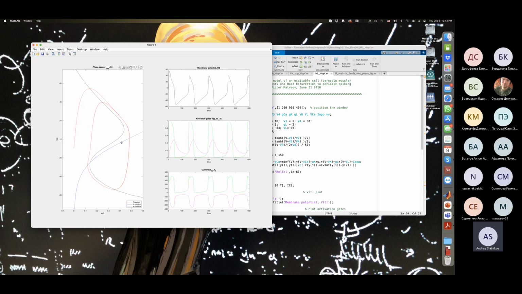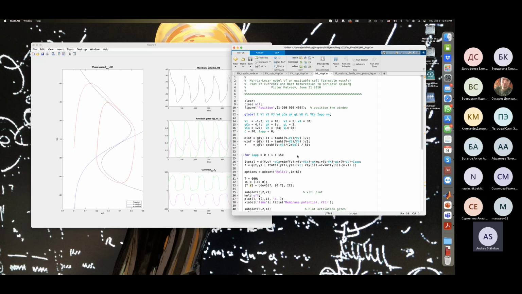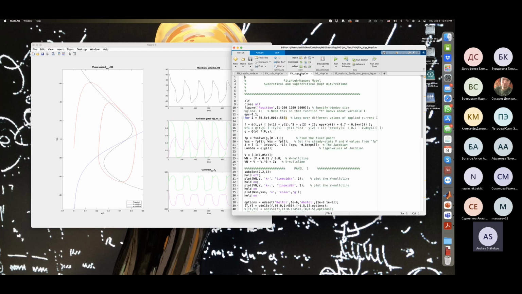And if I keep increasing the external current, then basically I'm going to shift this cubic nullcline to the right, and then I'm going to get the equilibrium state over here. Okay, so my spikes, you see how they change shape? They're going to get thicker and thicker, and the recovery time is going to get faster and faster. But I stopped there.